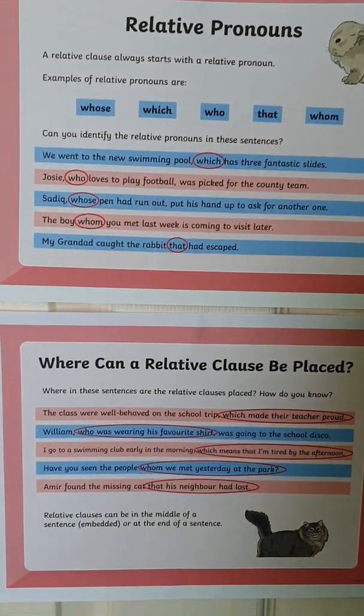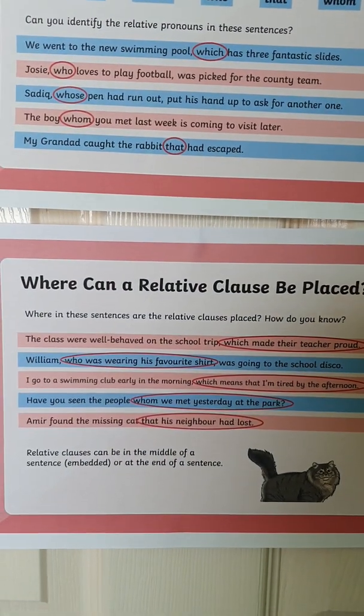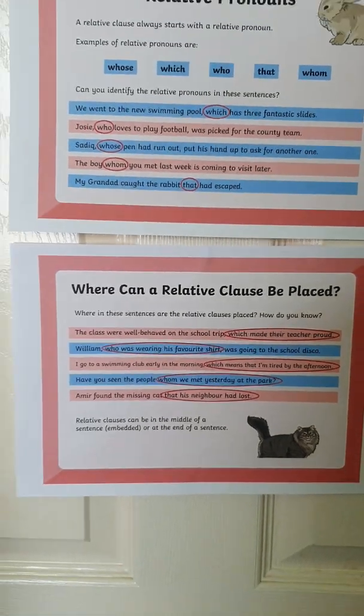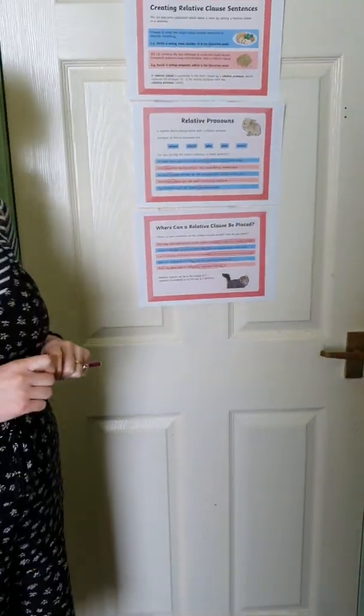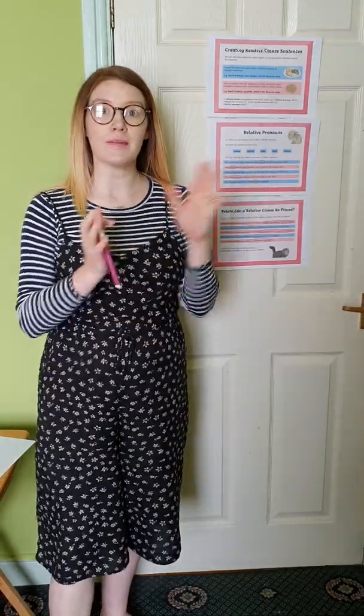Okay, so where can a relative clause be placed? Well, as you know, if it's in the middle of a sentence, it's called an embedded clause, and if it's at the end of the sentence, it's just a relative clause. So it can be in the middle or it can be the end of a sentence.